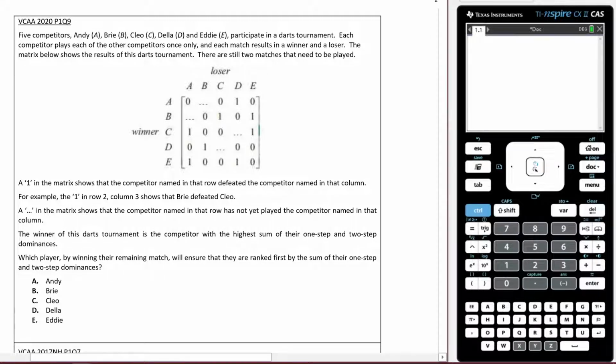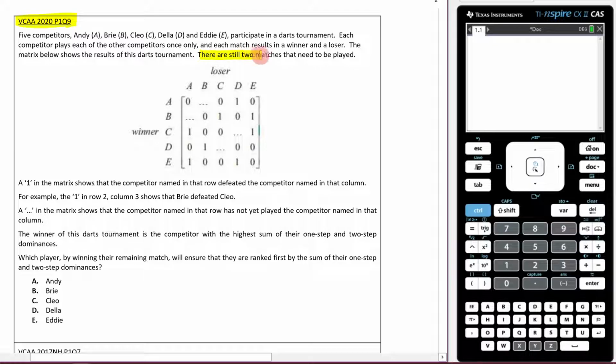We're going to answer this question before us, and it's a bit of a tricky one, so we'll take our time with it and we'll see how we go. So it's VCAA 2020, Paper 1, Question 9. 5 competitors, Andy, Bree, Cleo, Della, and Eddie, participate in a darts tournament. Each competitor plays each of the other competitors once only, and each match results in a winner and a loser. The matrix below shows the results of this darts tournament.